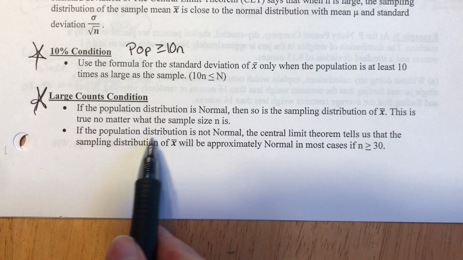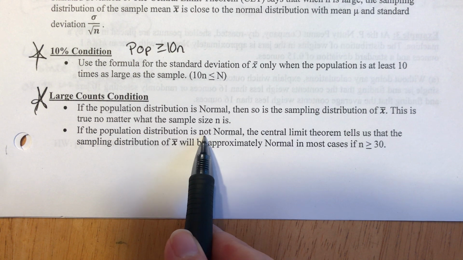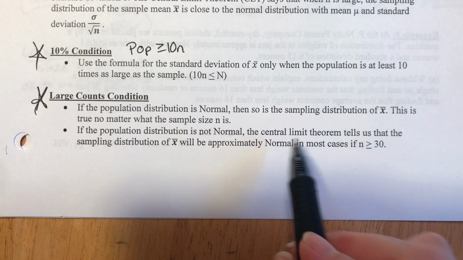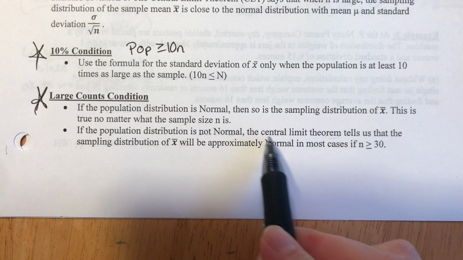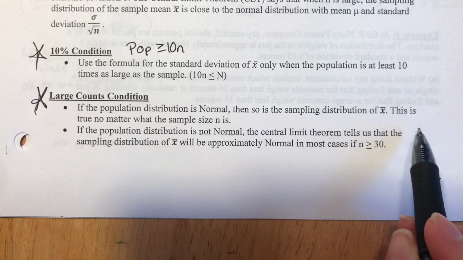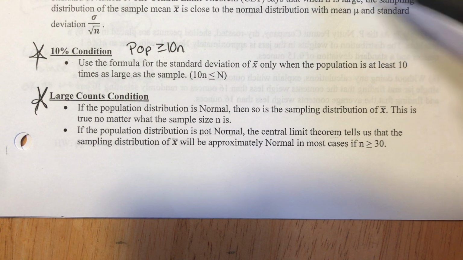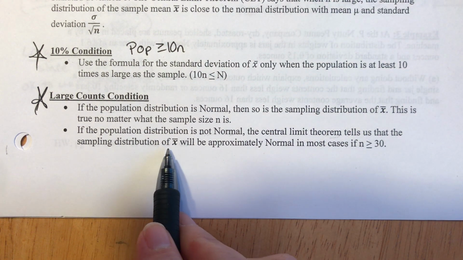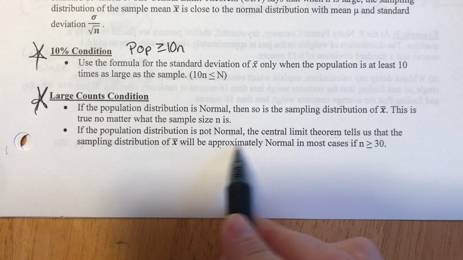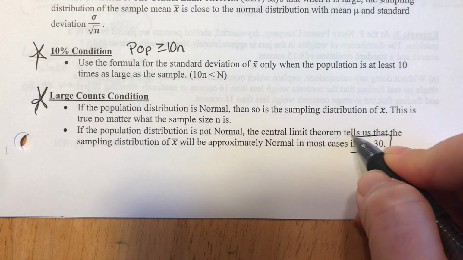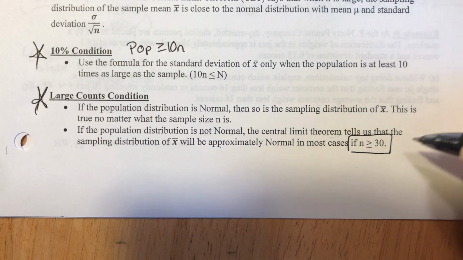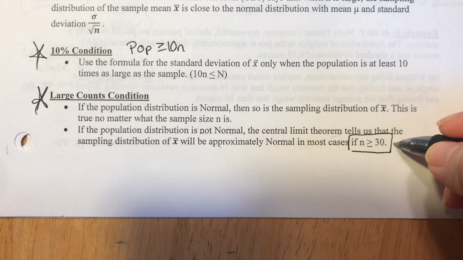However, if the population distribution is not normal, if you are not told, then what we need to talk about is something called the central limit theorem. And the central limit theorem tells us, and I'll come back up to it up here, that the sampling distribution of X bar will be approximately normal if your sample size is greater than 30. This is a standard cutoff for statistics for pretty much the rest of the year for us.